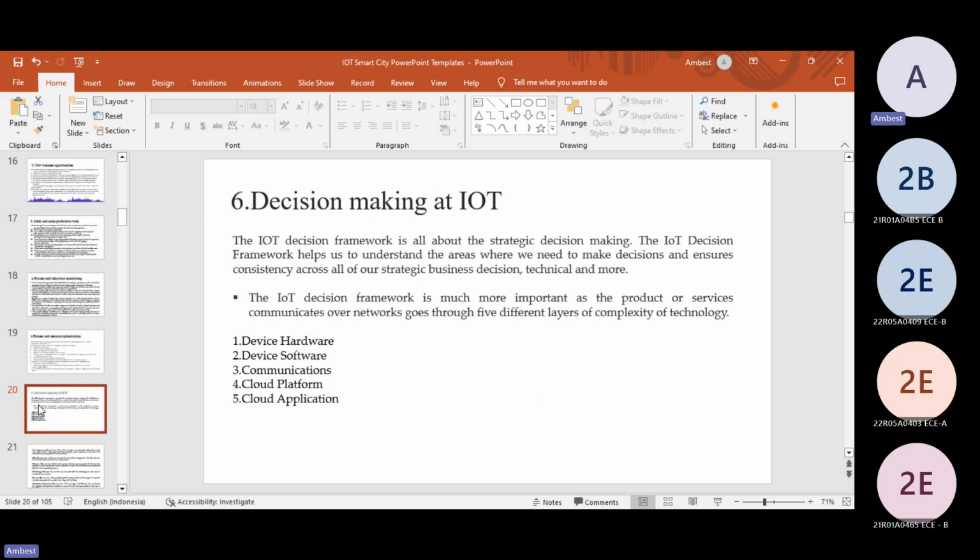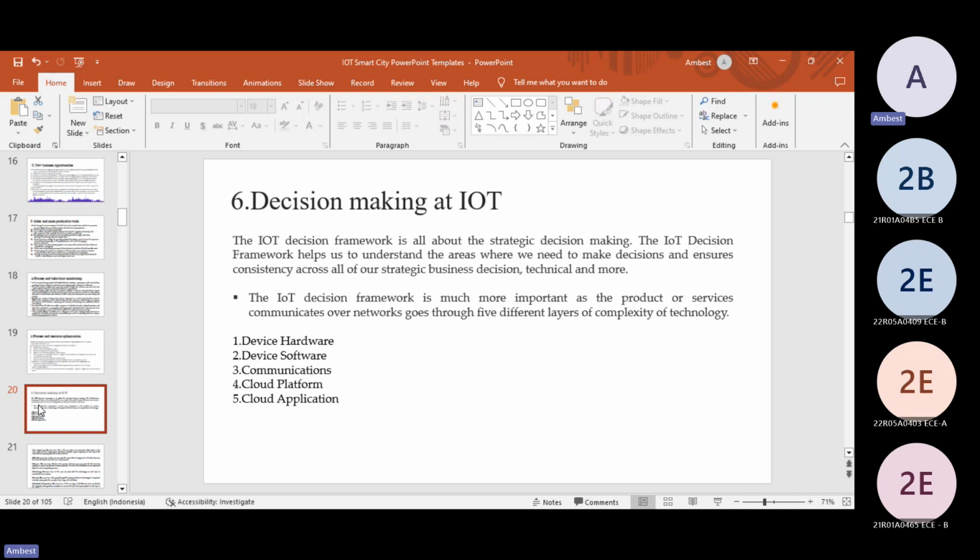This IoT decision framework is all about strategic decision making. It helps us understand the areas where we need to make decisions, and it ensures consistency across all strategic business, technical and other decisions. The framework is important for products and services, which communicate over networks with 5 different layers of technology complexity: device hardware, software, communications, cloud platform, and cloud applications.